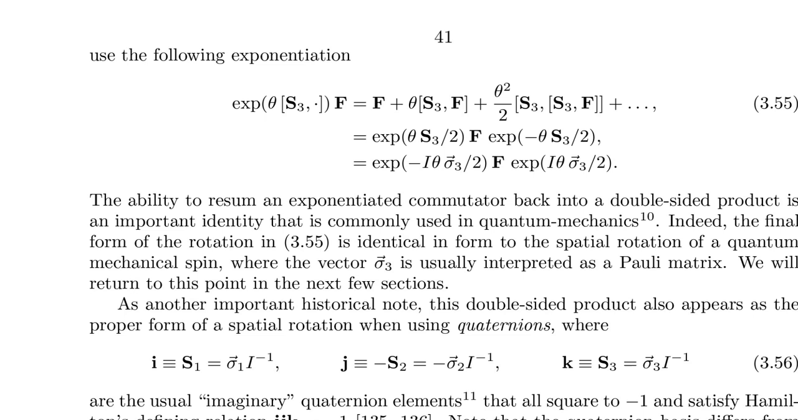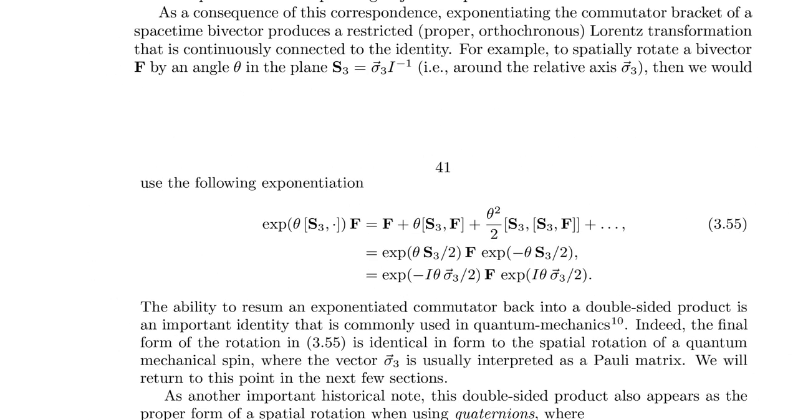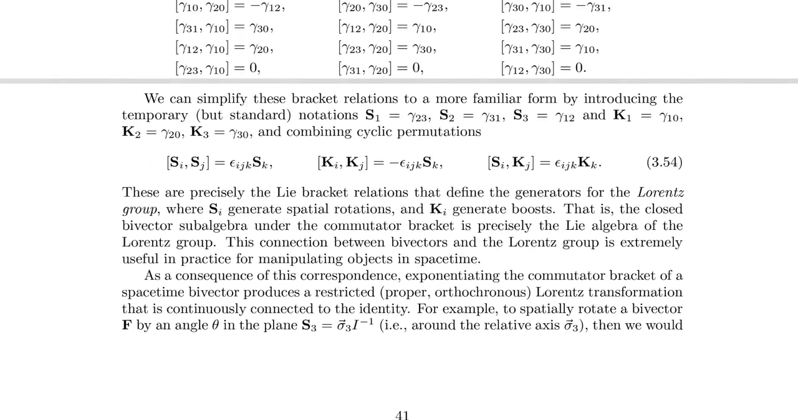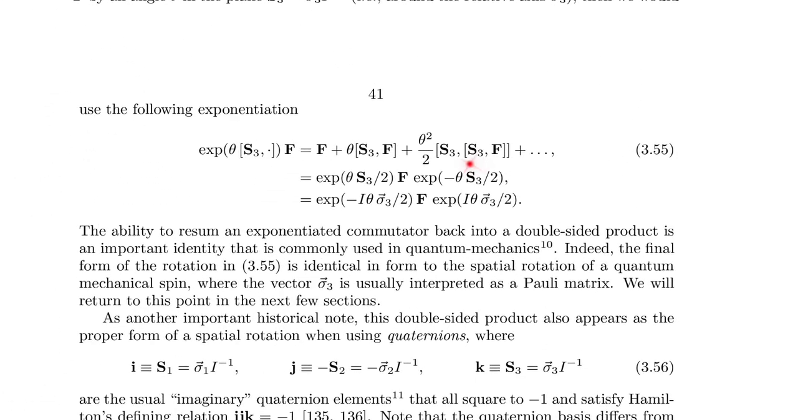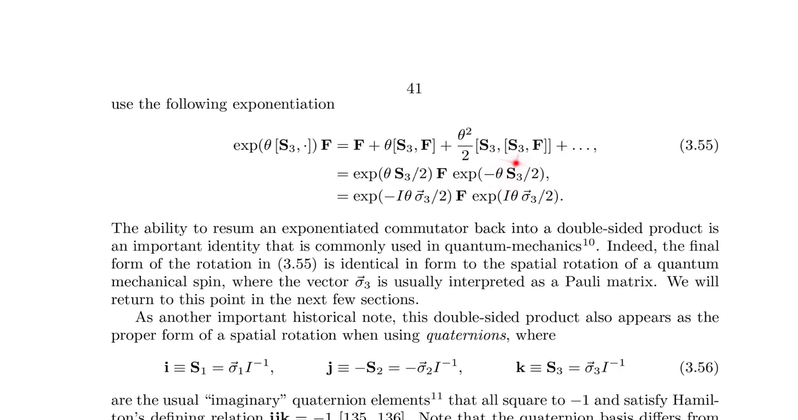We know that that is a rotor operating on a multivector F. Now, in our case here, F is a bivector, right? And we definitely know S3 is a bivector. S3 stands for this particular bivector, gamma 1 2, which is the bivector that would represent rotations in the 1, 2 plane. But it doesn't matter which of the generators goes here. This formula is true. This exponentiation is the group element, operating on this to give us the rotated form of F. So we would have F prime equals this.